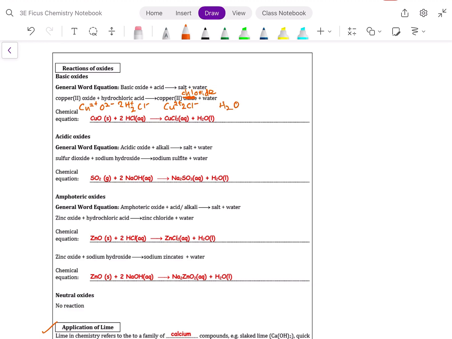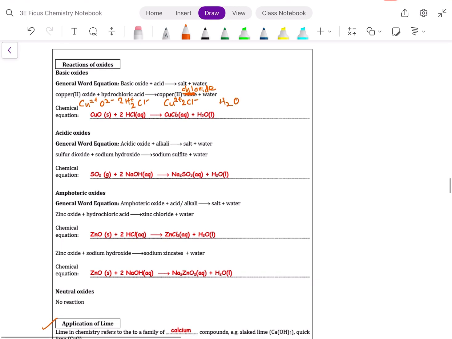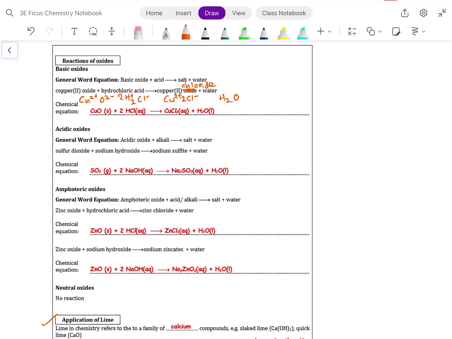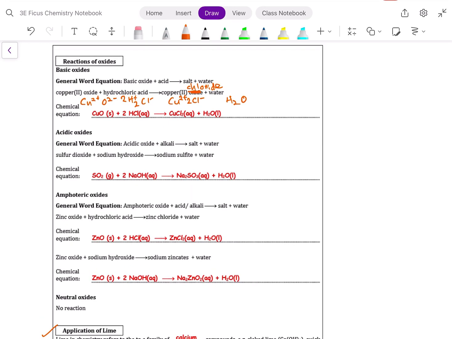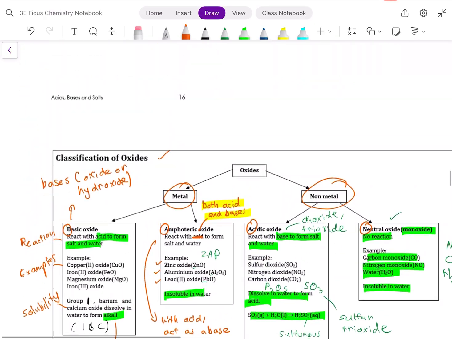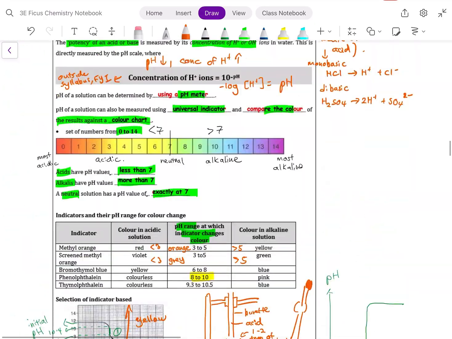Okay, to balance it off. Next thing I have acidic oxide. I think something you're more familiar with, if you recall the test for carbon dioxide. Carbon dioxide is actually an acidic oxide. It's a non-metal dioxide.